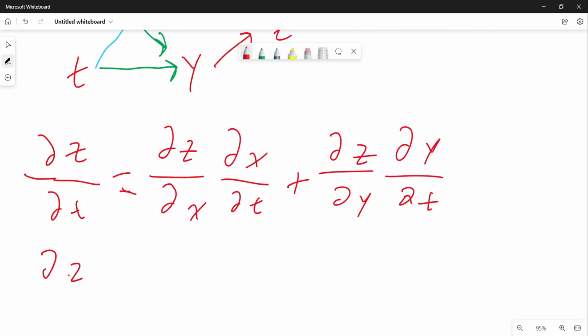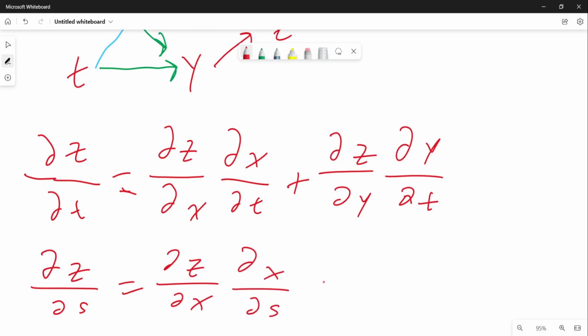And then del z, del s is del z, del x, del x over del s, plus del z, del y over del y, del s. And just like before, if there were 3 variables or 4 variables or whatever, we can just have more and more terms in order to deal with them. So let's do an example.